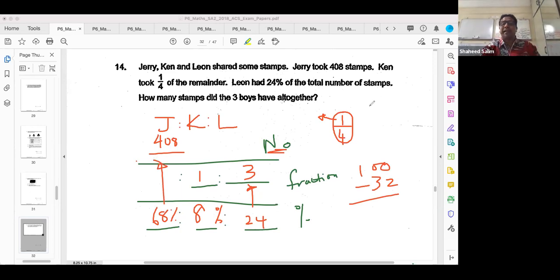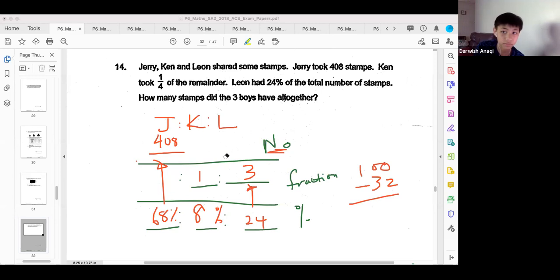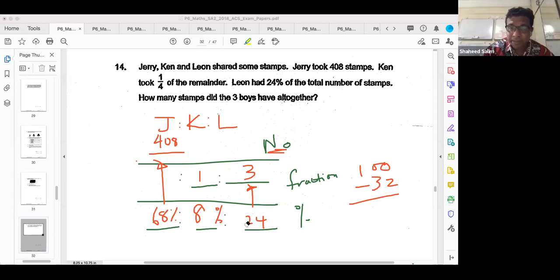You can solve already. Come on, guys. Now you want to find out 68% is 408. You can find 1%. 1% is how much? 6. 1% is 6. 100% is 600. So Darwish, that means you made just a careless mistake. What a waste. As I say, you got to be careful. You got to believe in yourself, and you got to not give up. These 3 things.